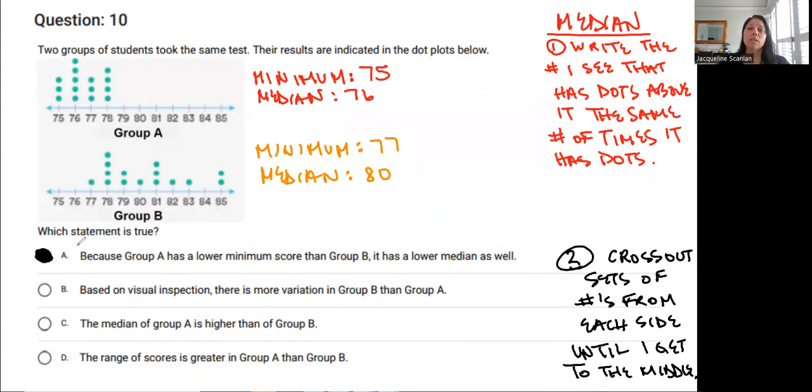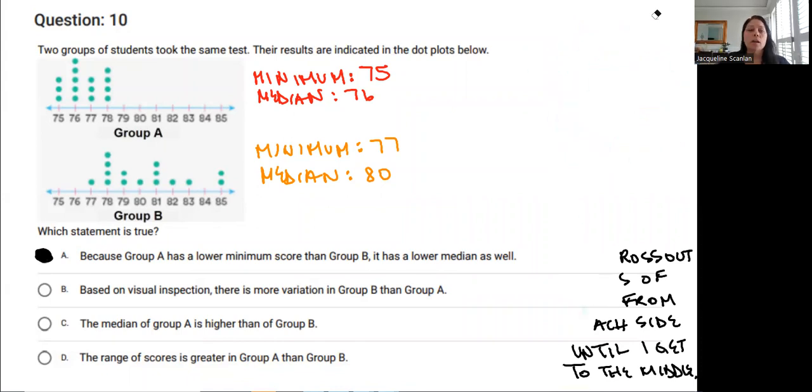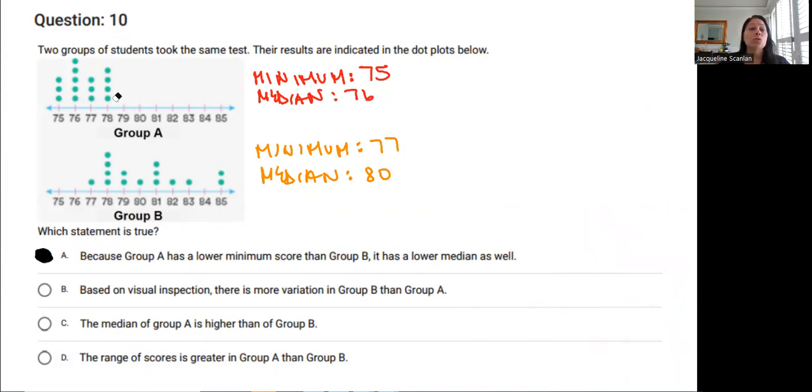All right, but because I want to make sure you know how to find all the other parts of information, because the actual test question is going to be a little different than this, and maybe this will not be the right answer. I want to make sure you know how to make the other statements true or false. Okay, so make sure you pause the video and copy down what you need for the median if you haven't done that already. I'm going to move on to answer choice B. Answer choice B says, based on visual inspection, all that means is by looking at those 2 graphs, there is more variation in group B than group A.